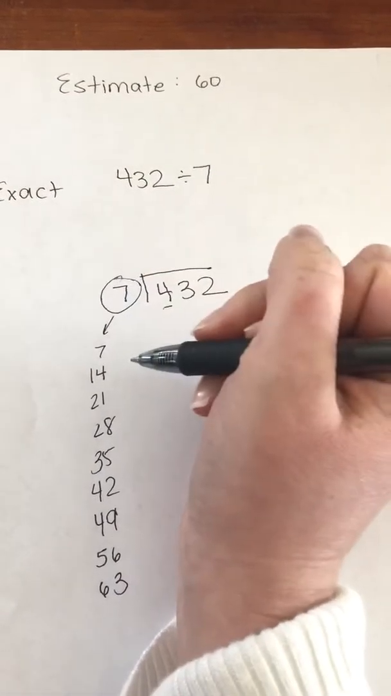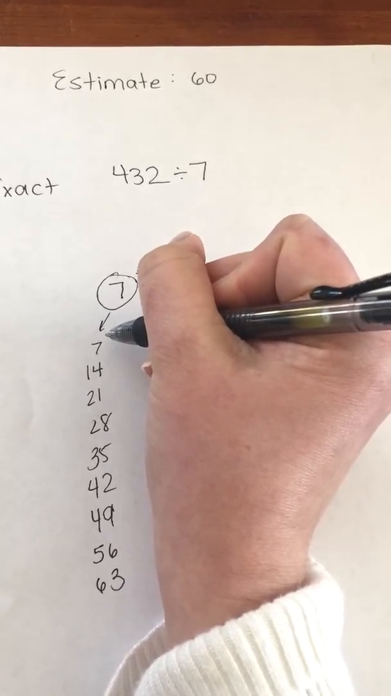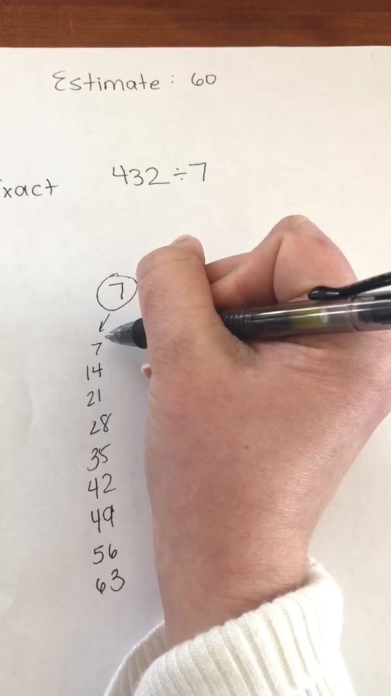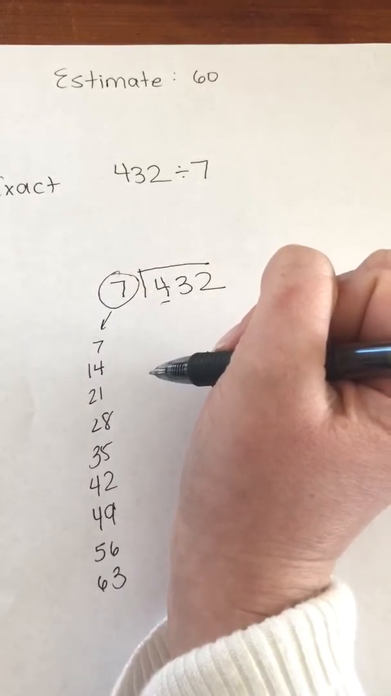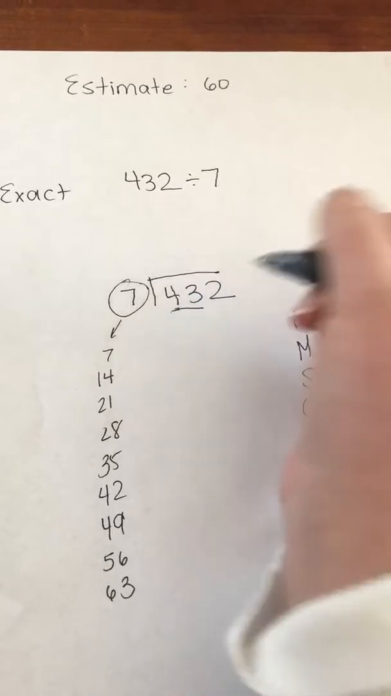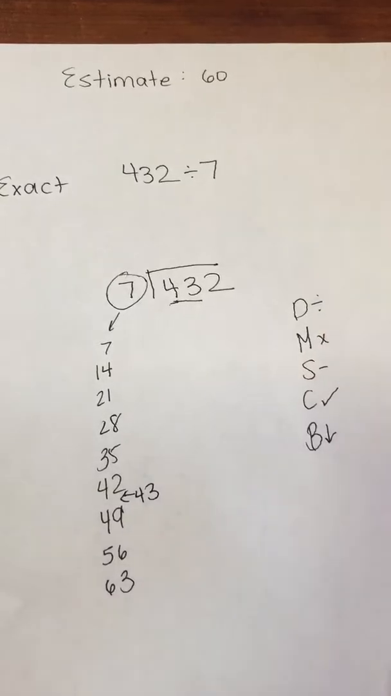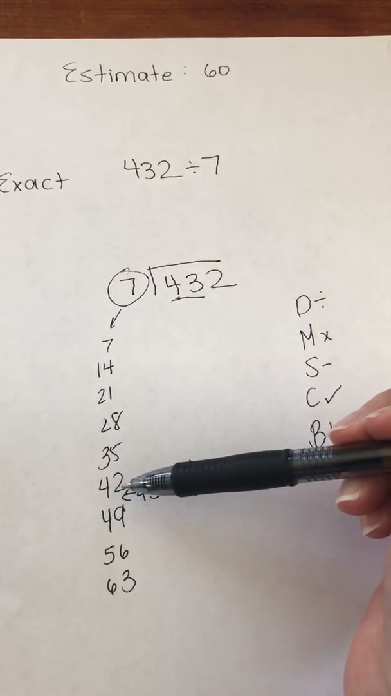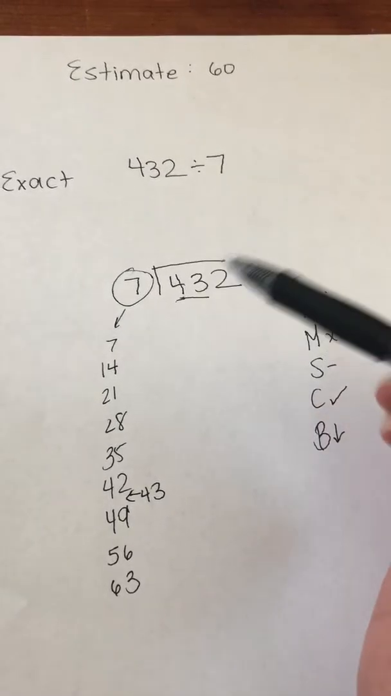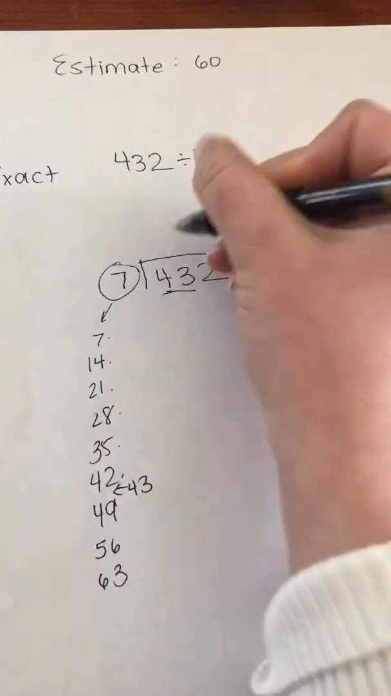4 divided by 7. If I have 4 blocks, I cannot split them into 7 groups. 7 cannot go into 4. The lowest number, the least number 7 could go into would be 7. So I'm going to look at the 43 instead. The closest without going over to 43 is 42. So 7 goes into 43 1, 2, 3, 4, 5, 6 times.